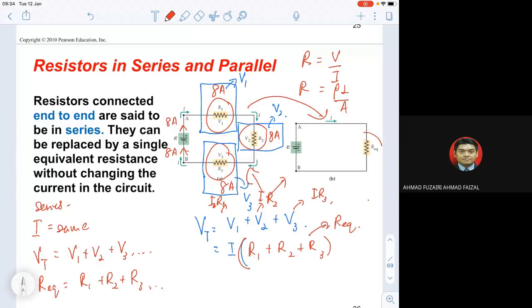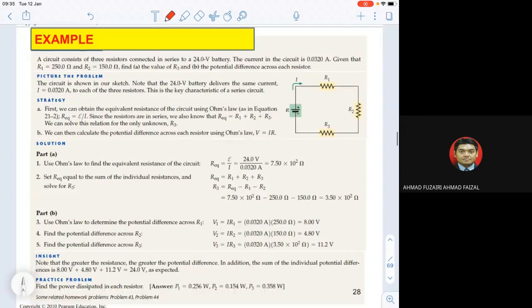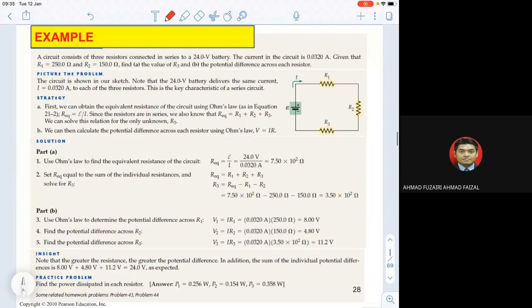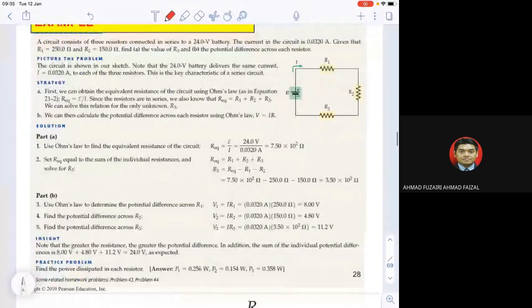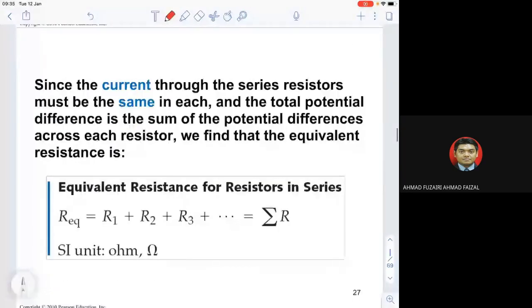So this should be the combinations of R. Okay, and we'll have I times the R equivalent. So you will get the VT. You will get the voltage total when I total times R equivalent. Right? So this is one example. Before we proceed to the examples, let me do one step.